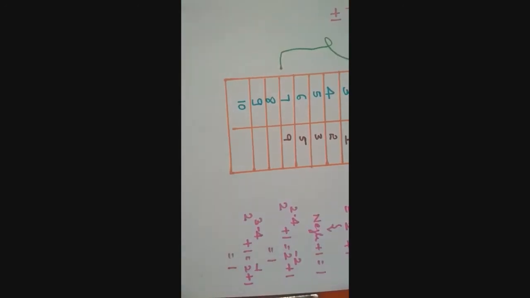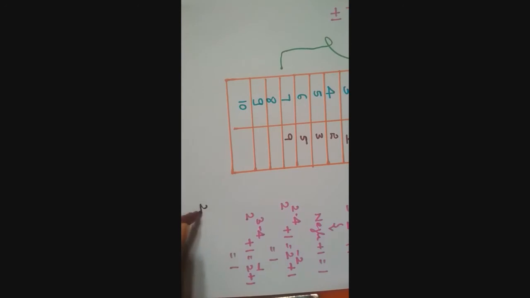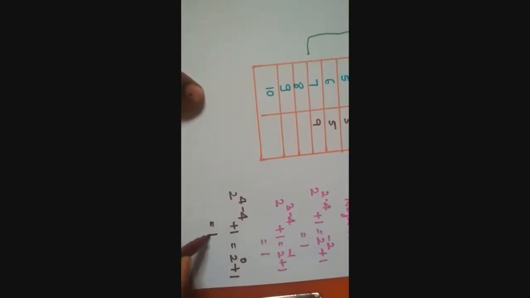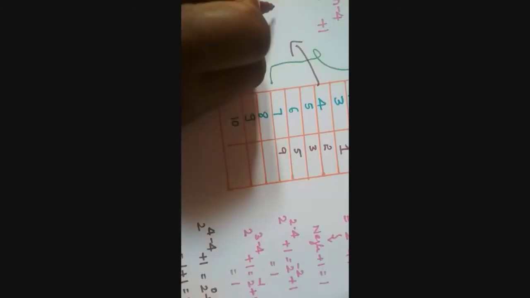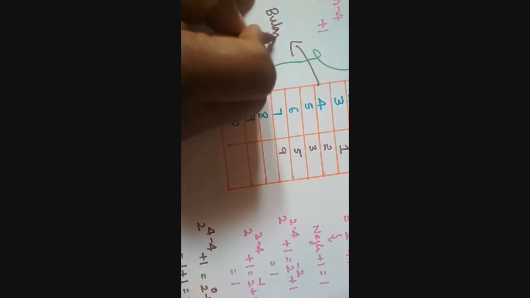If you substitute 2 to the power of 4 minus 4 plus 1, that is 2 to the power of 0 plus 1. Hence 2 to the power of 0 is 1, plus 1, then it is equal to 2. What is that isomer? This 4 carbon containing alkane is called what? Butane.